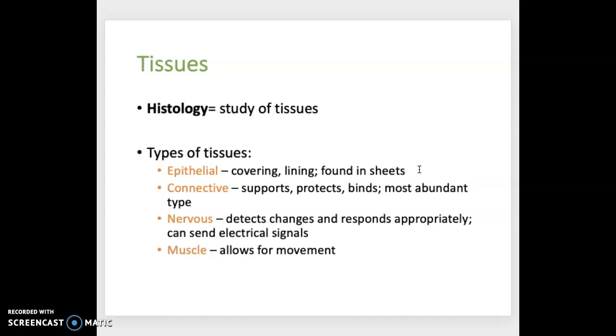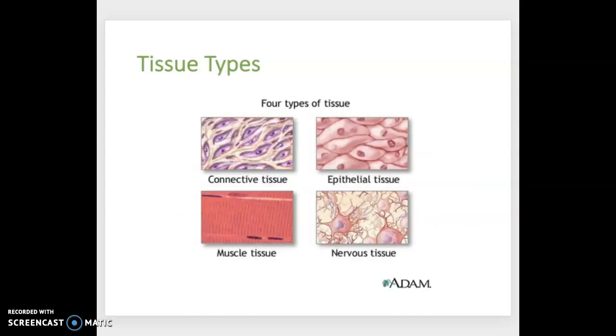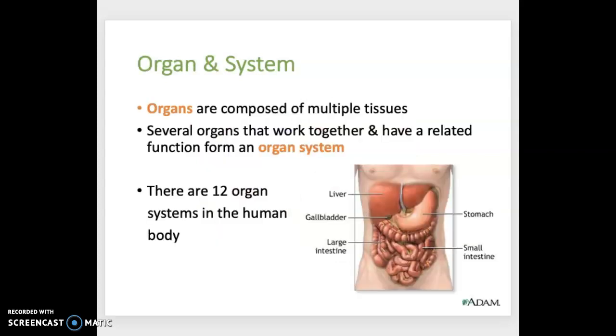Connective tissue supports, protects, and binds other tissues together. It's the most abundant type of tissue. Nervous tissue detects and responds appropriately to maintain normal body functions. So it detects any kind of stimuli or changes, and then it responds. And muscle tissue contracts to cause movement. These are pictures of the 4 different tissue types.